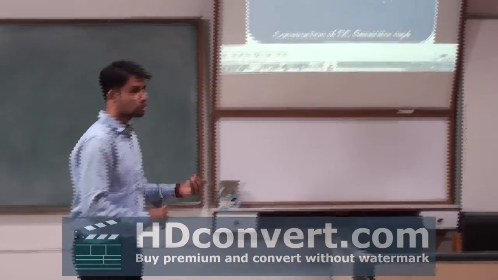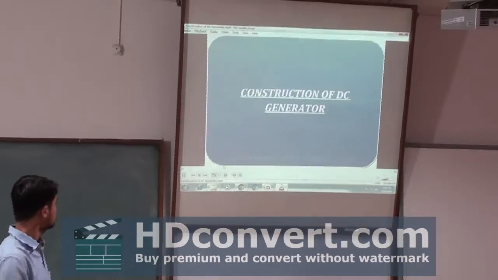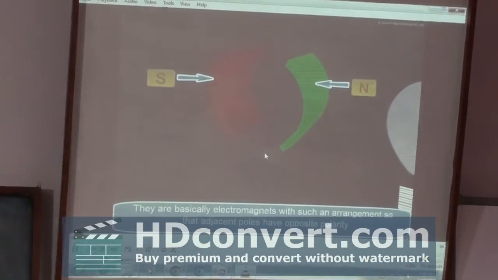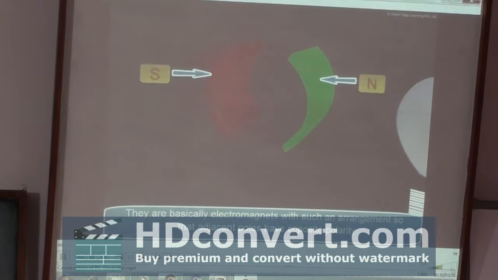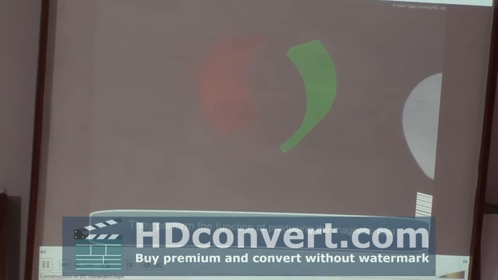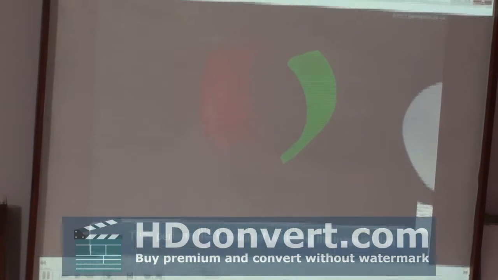Construction of DC generator. Terminals with such an arrangement so that adjacent poles have opposite polarity. They perform the function of producing the magnetic field.